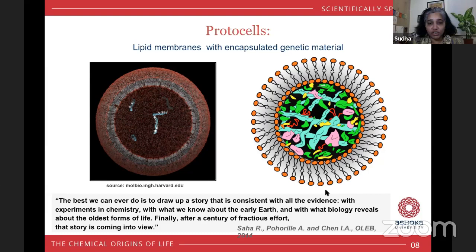Based on the evidence that has come from the extremophilic studies that biologists have carried out, some of the geochemical studies that the chemists and the geologists have carried out, and by looking at some of the evidence of the oldest form of life that still exists. Yes, it's been a long journey thus far, 60 years, but very happy to share that a lot of the pieces of the puzzle are finally coming into view.